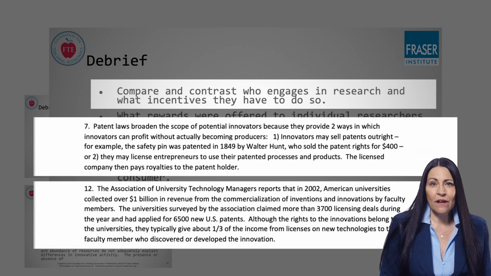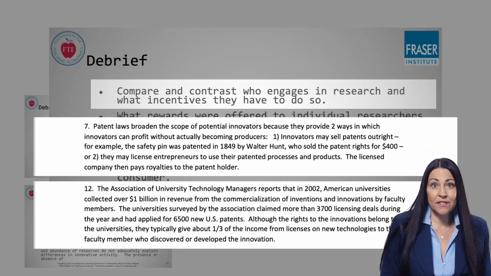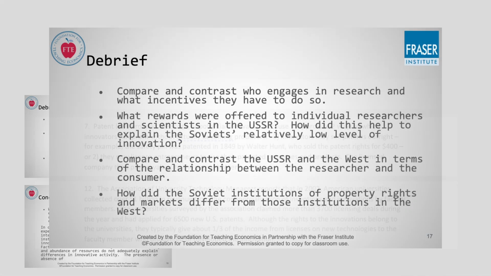Clues 7 and 12 show that while there is government-sponsored research with a military purpose in the U.S., there are also significant university-sponsored and private research efforts. Researchers are private or university employees. American researchers share many of the motivations of Soviet researchers, but additionally, they have the important incentive of royalties and other monetary rewards for successful innovation.